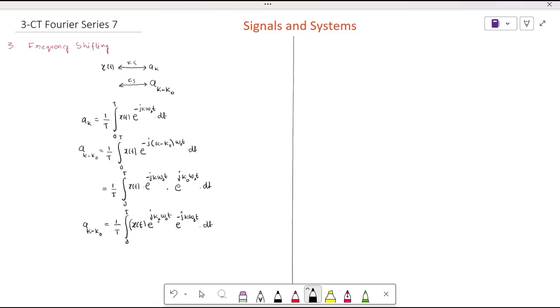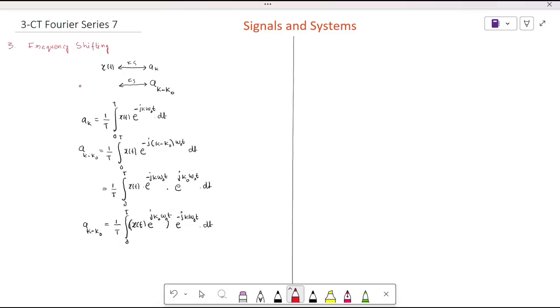So e power j k naught is a constant. k is a variable, k naught is a constant, omega naught and t. So this overall is a function of t. Then here we understand that this is the Fourier coefficient for this signal. So for the Fourier series coefficient a k minus k naught, the corresponding signal is x of t into e power j k naught omega naught t.